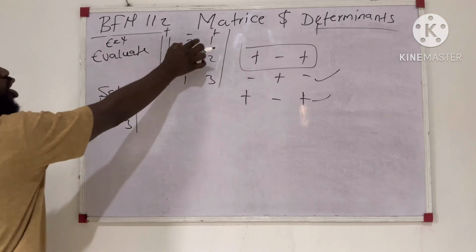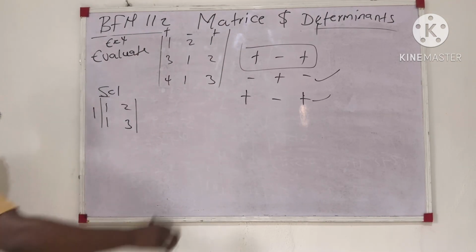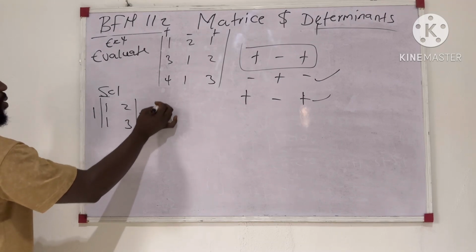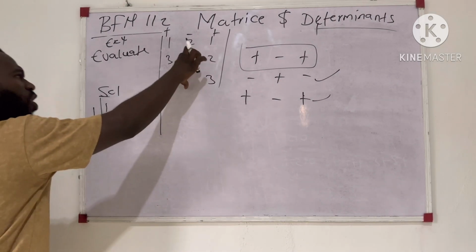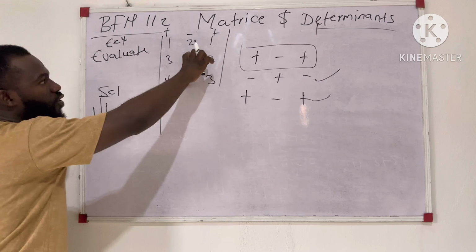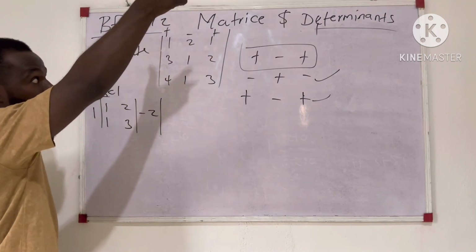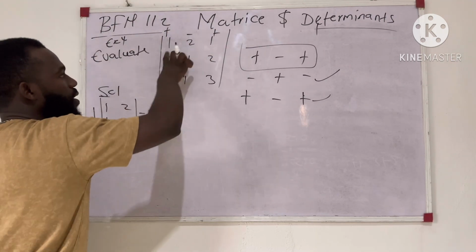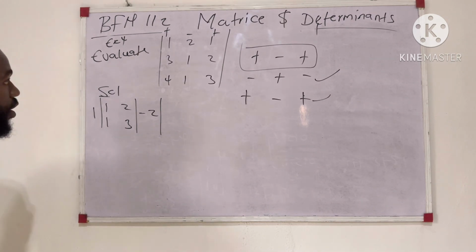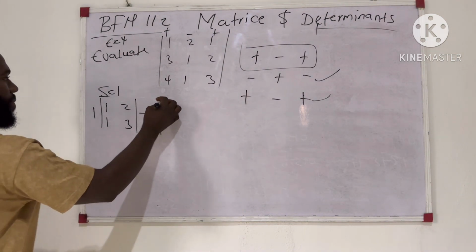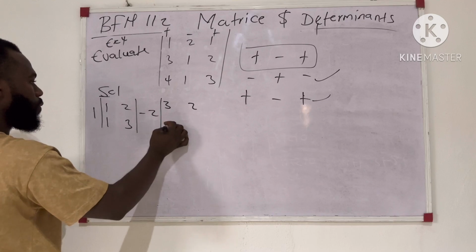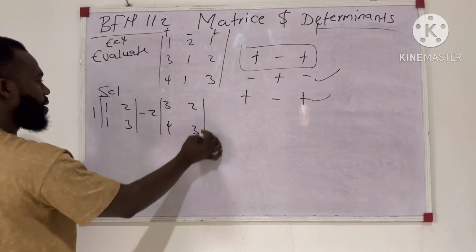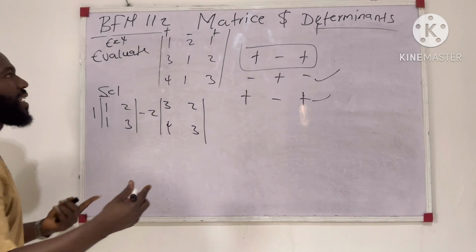What do we have now? Not just 2, but minus 2. So here it comes, minus 2. I open again. Write nothing in the row and column of minus 2. What are we going to write now? The remaining 4 elements, which are 3, 2, 4, and 3. Then we close.